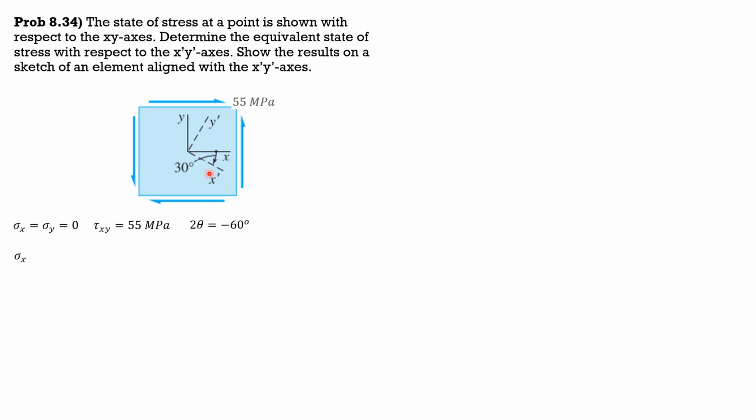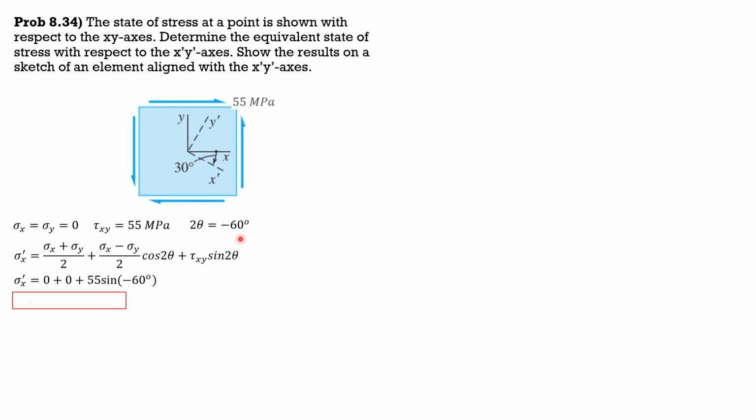Sigma x prime is equal to quantity sigma x plus sigma y over 2 plus quantity sigma x minus sigma y over 2 cosine 2 theta, then plus tau xy sine of 2 theta. So substituting, sigma x prime is equal to 0 plus 0 plus 55 sine of negative 60 degrees. So sigma x prime is equal to negative 47.63 megapascals.